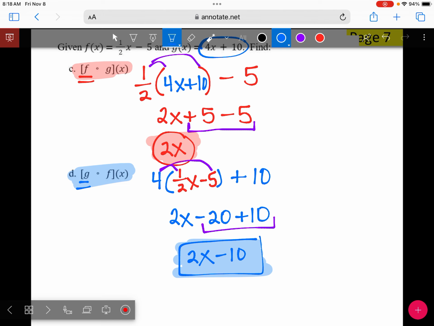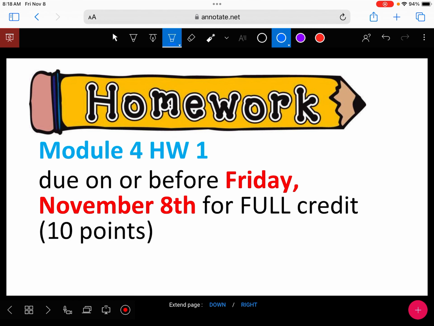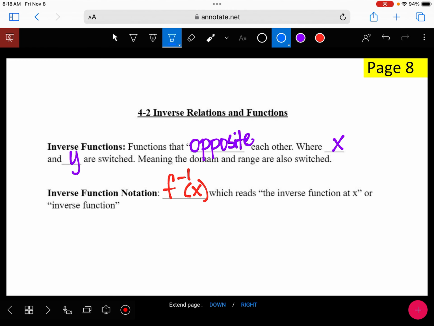You need two different colors because we're going to graph two things. That's why I have color pencils. If you don't have two different colors, feel free to grab a color pencil from the box. Just a reminder, homework 1 is due today for full credit. So after you get your color pencils, go to page 8 and copy and fill in the blanks.